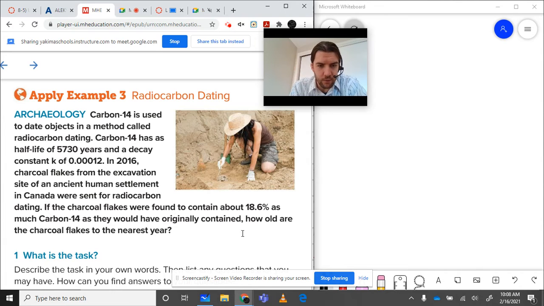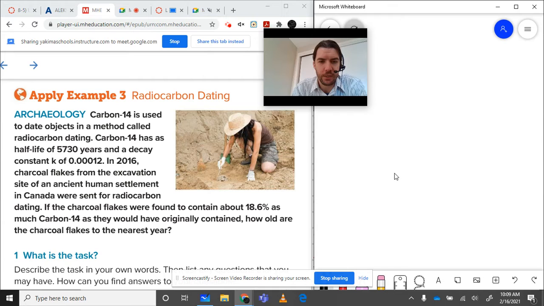So when it says contain 18.6% as much as they would have originally contained, you might scratch your head and say, well, how do you know how much they originally contained? There are techniques where you can take samples to create expectations for how much carbon-14 should be in the atmosphere in any given year. Once you have that metric established, you're able to compare to that number.